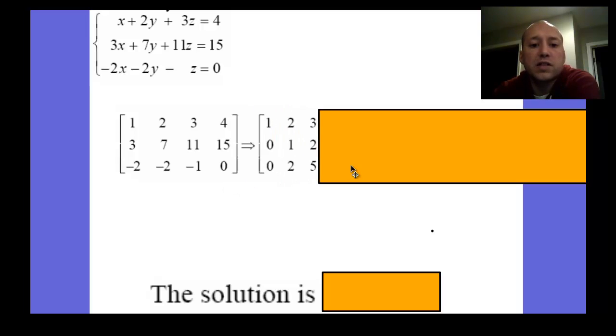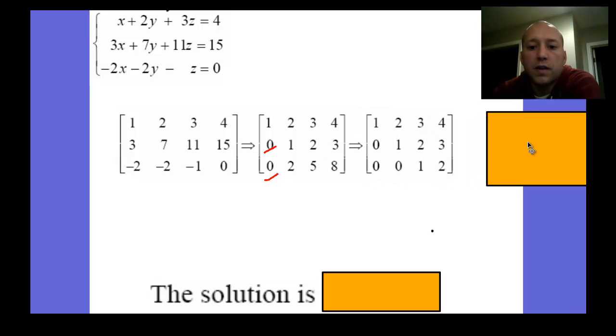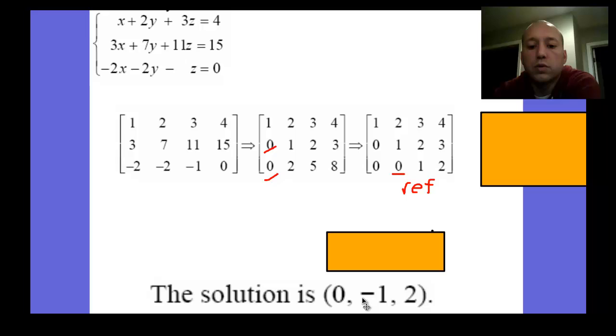So the next step would be here. So this is where you get the x coefficients 0 and 0. And then the next one here would be the 0y. That's the next step they got. And the leading coefficients of 1. So this is REF. So we know that our z is 2. And we can back substitute to find the solution.